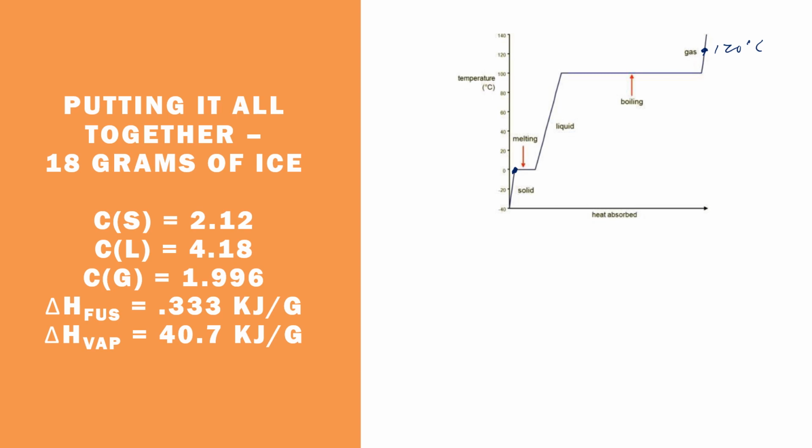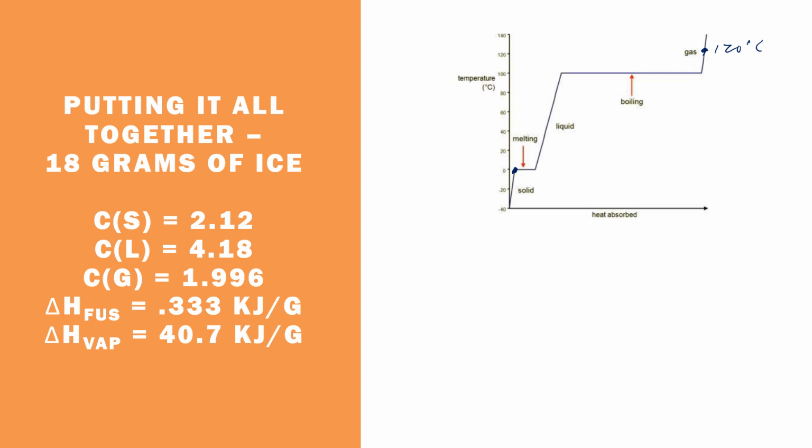You have to calculate each section separately because each state of matter is going to have a different specific heat capacity, and you're going to have different values for the heat of fusion and heat of vaporization for water. Now this one's specifically water, right? But you could have different phase changes.